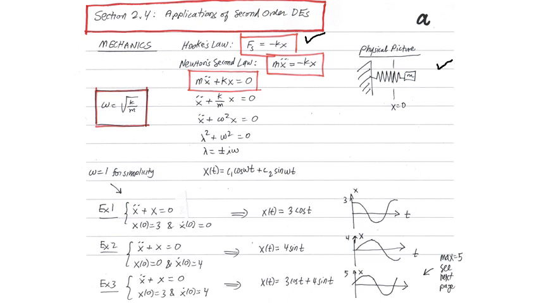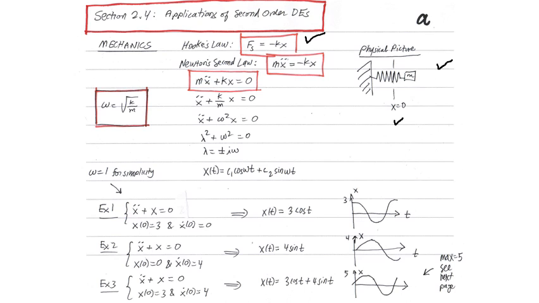Here we assume that the force of the spring acting on the mass is proportional to the displacement x, the displacement of the spring from its equilibrium position, x equals 0. We assume the spring would have some natural length, and whatever that natural length is, we call x equals 0.